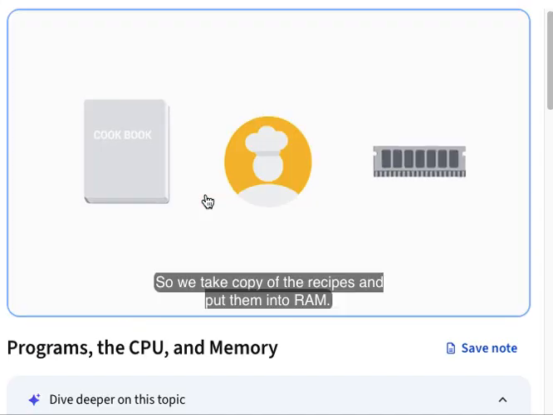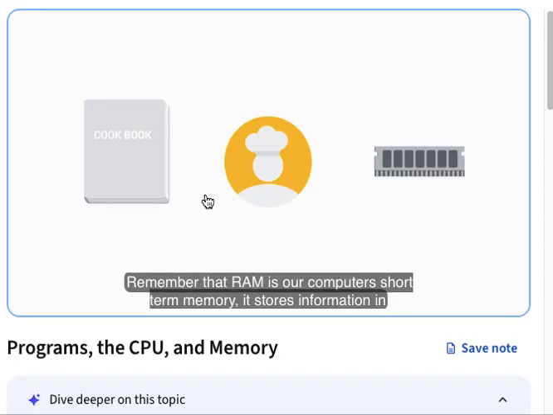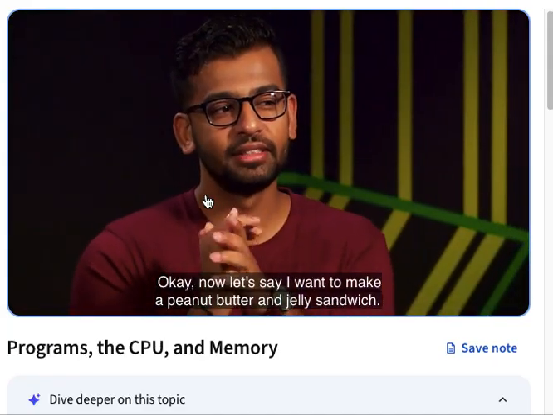Our chef works super fast, so fast that she can cook faster than she can read. So, we take a copy of the recipes and put them into RAM. Remember that RAM is our computer's short-term memory. It stores information in a location our CPU can access faster than it could with our hard drive. Now we can give our chef 1 or 2 recipes at a time instead of sending the entire cookbook to her.